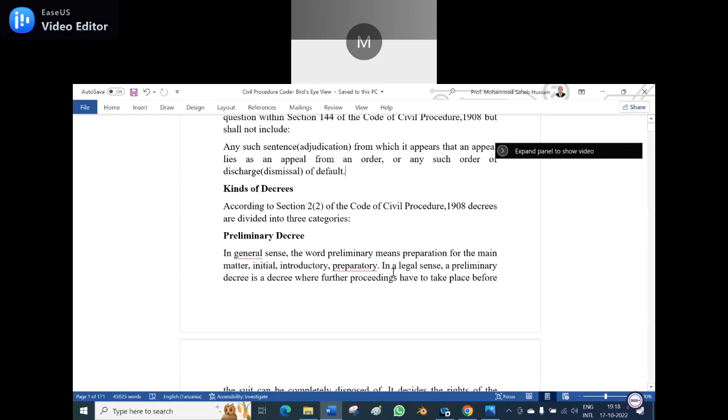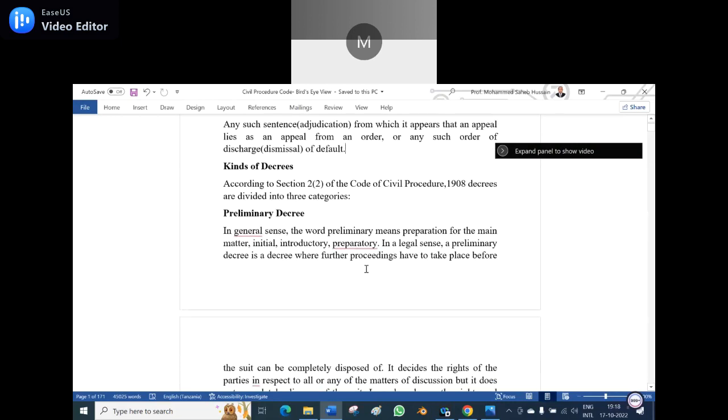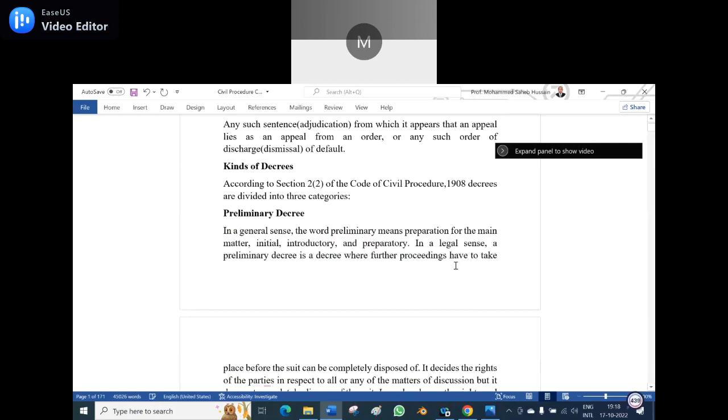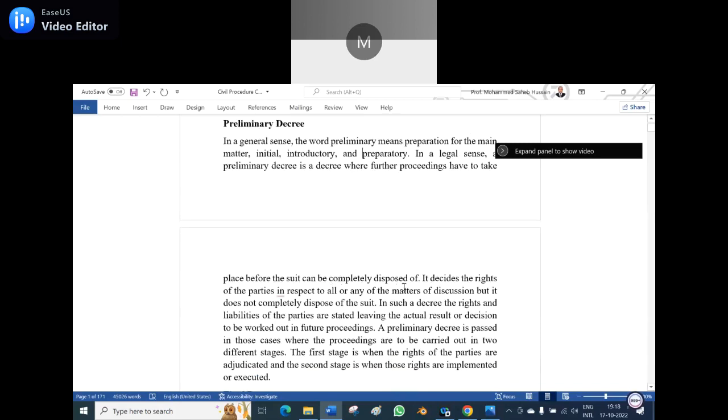Number 1, preliminary decree. In a general sense, the word preliminary means preparation of the main matter: initial, introductory or preparatory. That is the preliminary decree. In a legal sense, a preliminary decree is a decree where further proceedings have to take place before the suit can be disposed of. So a preliminary decree would be given in the beginning.